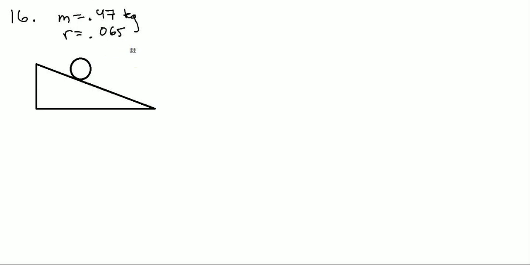We've got a ball rolling down a hill, and it's going this way. This is the velocity of the center of mass. This is gravity. This is going to be friction. And then it's rotating like that.